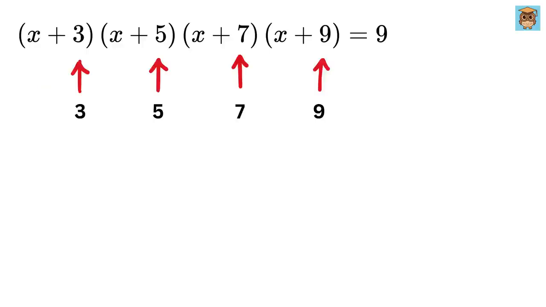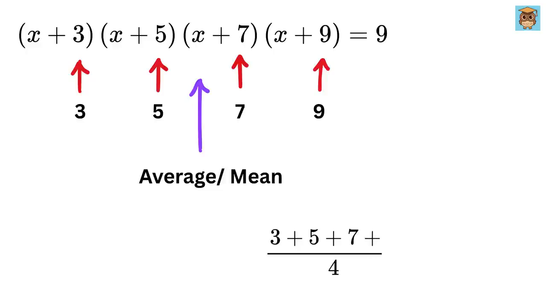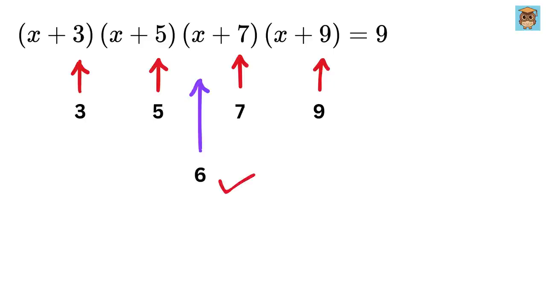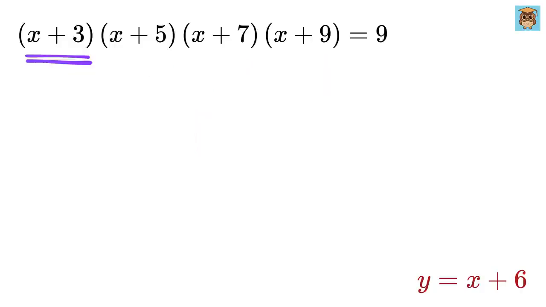Let's find that out. All these numbers are in an arithmetic sequence with a common difference of 2. So what if I try to find the middle part of these numbers, kind of a mean or an average? So we get 3 plus 5 plus 7 plus 9 over 4, or 24 over 4, which equals 6. Whoa! I think we are getting somewhere. Let me substitute a variable y as x plus 6. So, what will be the value of x plus 3? Yes, right. Subtract 3 from both sides, and we get x plus 3 equals y minus 3.